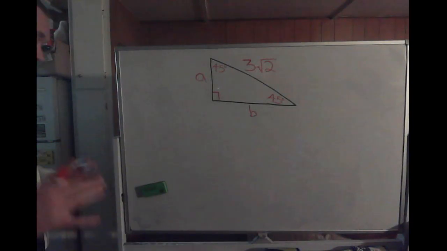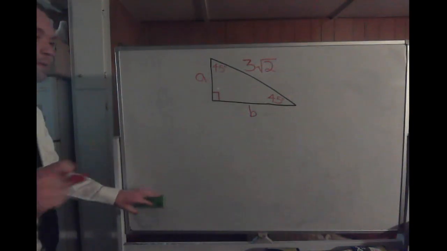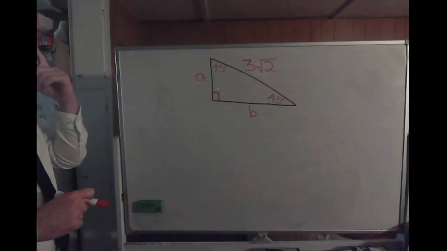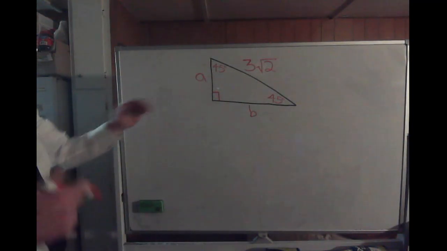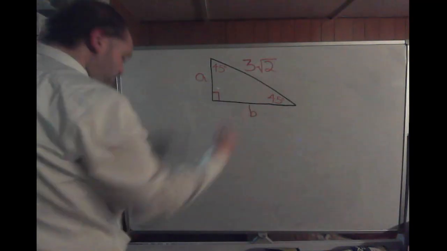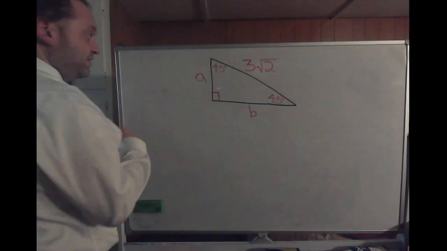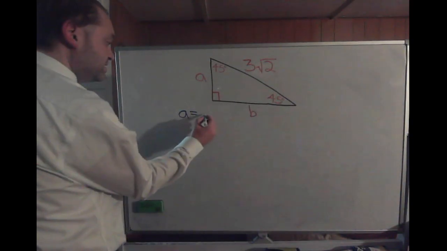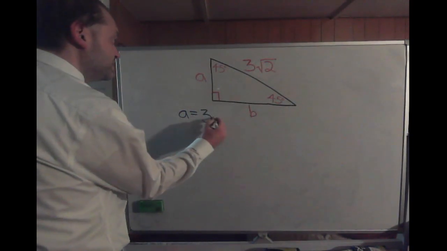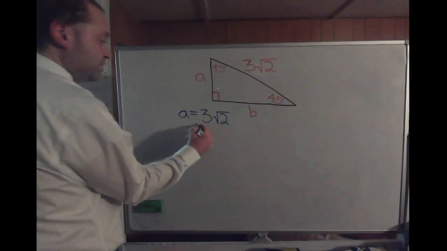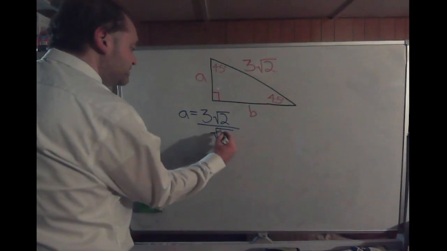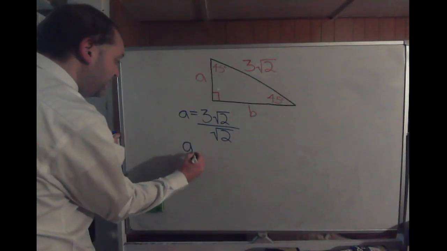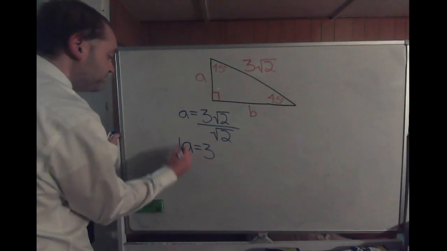Well, okay, so let's start with one thing here. If the length of the hypotenuse is 3 times the square root of 2, in order to find one of the legs, wouldn't you just have to divide the hypotenuse by the square root of 2? So let's find A. A would equal, of course, the length of the hypotenuse itself, 3 times the square root of 2 divided by the square root of 2, which the square root of 2's will cancel out. A would only be equal to 3.